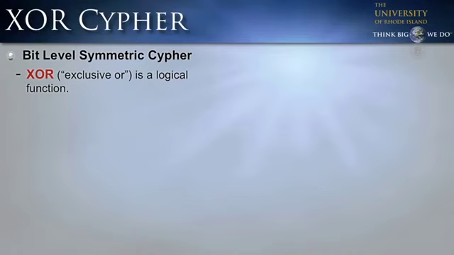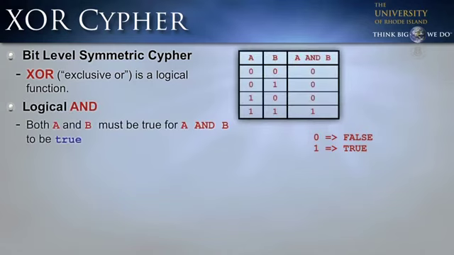Now in the shift cipher we worked at the character level. The XOR cipher will work at the bit level. XOR is a logical function. It means exclusive OR. Let's look at a couple of truth tables here where 0 represents false and 1 represents true. A logical AND means that both A and B must be true for A and B to be true.